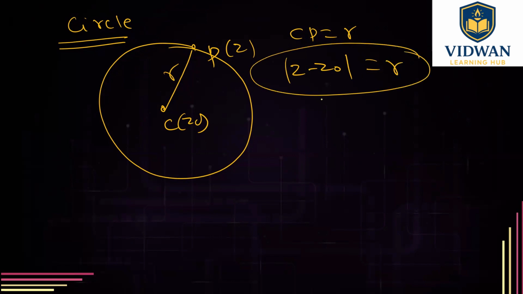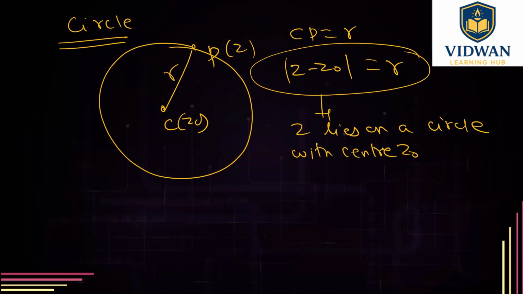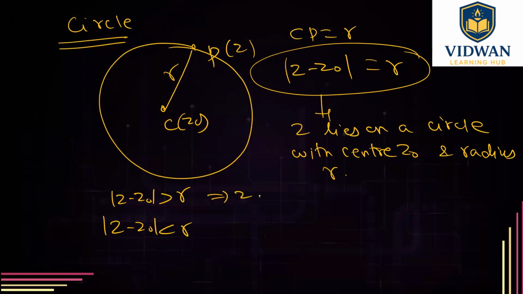So what does this mean? This means Z lies on a circle with center Z0 and radius R. And in case you write mod of Z minus Z0 greater than R or mod of Z minus Z0 less than R, what does that mean? This implies Z lies outside the circle, because this is like CP greater than R, P lies outside. This is like CP less than R, which means P lies inside.